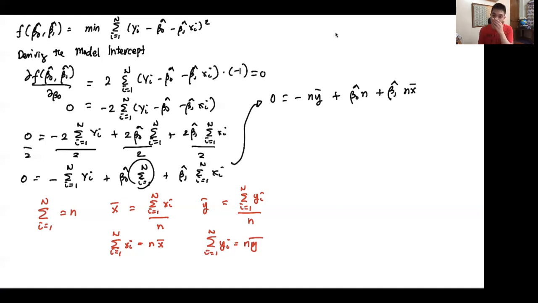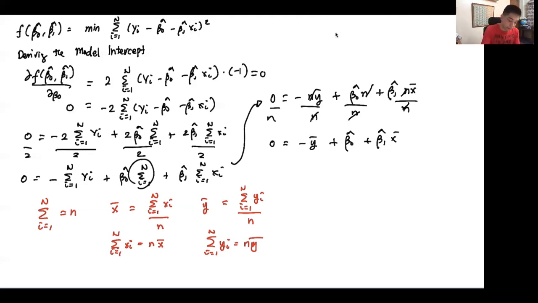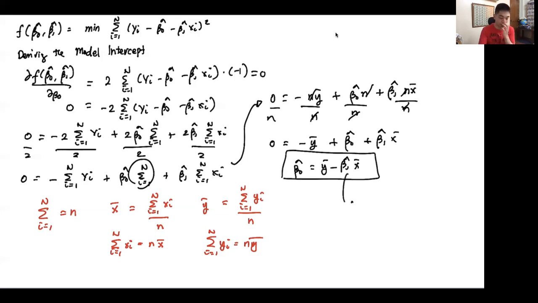Now notice every term here has an n, so we can divide everything by n. That cancels out, and we get 0 is equal to negative y bar plus beta naught hat plus beta 1 hat x bar. And all we need to do is isolate beta naught hat. So beta naught hat is equal to y bar minus beta 1 hat x bar. And this is your form for the model intercept, right?